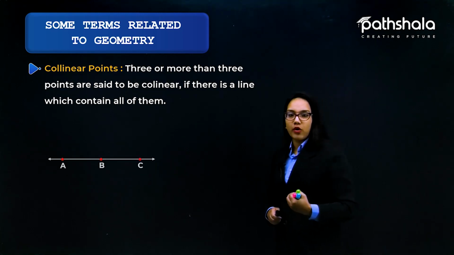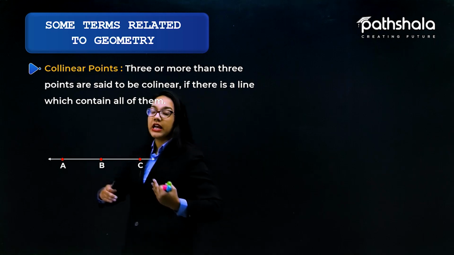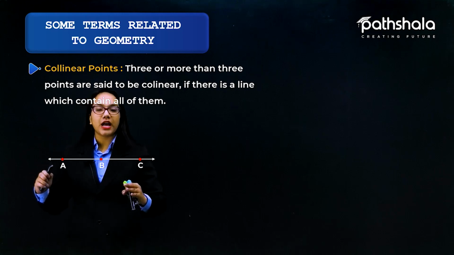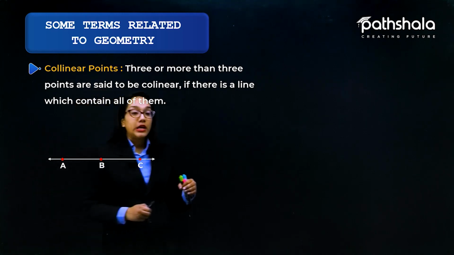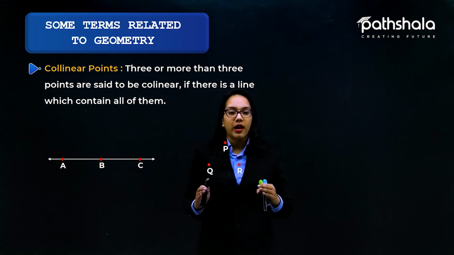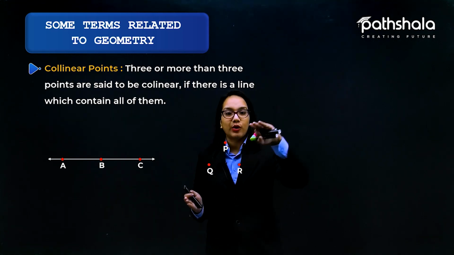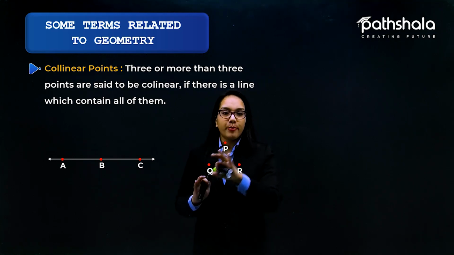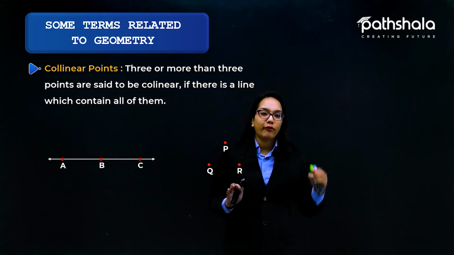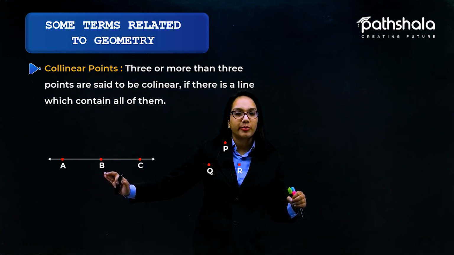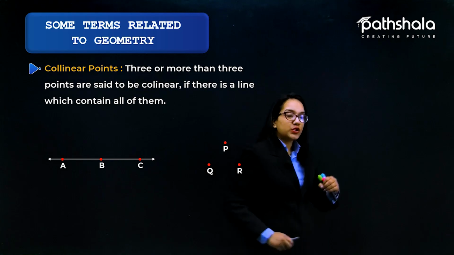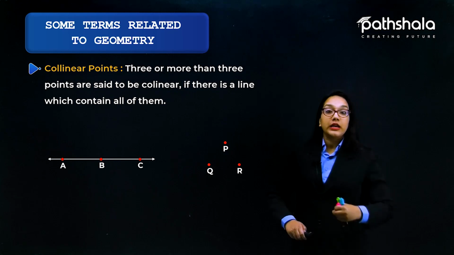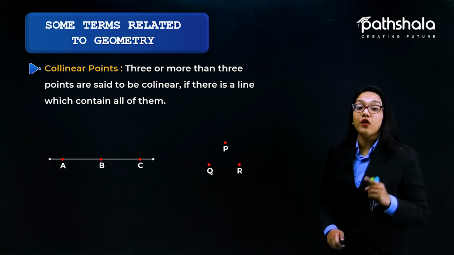For instance, if I'm talking about these 3 points, definitely these 3 points are lying on the same straight line, so it means that A, B, C are collinear. But suppose I have these 3 points P, Q and R. I definitely cannot draw any straight line over here which can pass through these 3 points. So obviously these 3 points are not collinear. This is a representation of collinear points. Always remember, 3 or more than 3 points are said to be collinear only if there is a line which contains all of them.